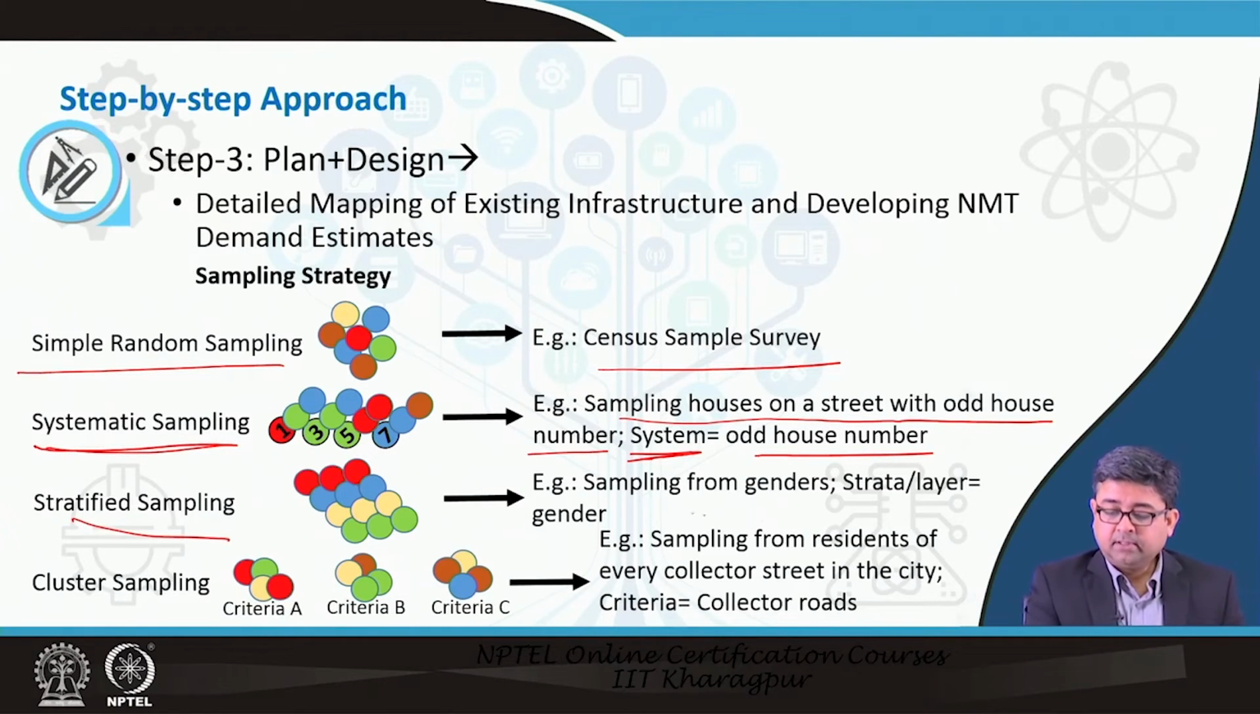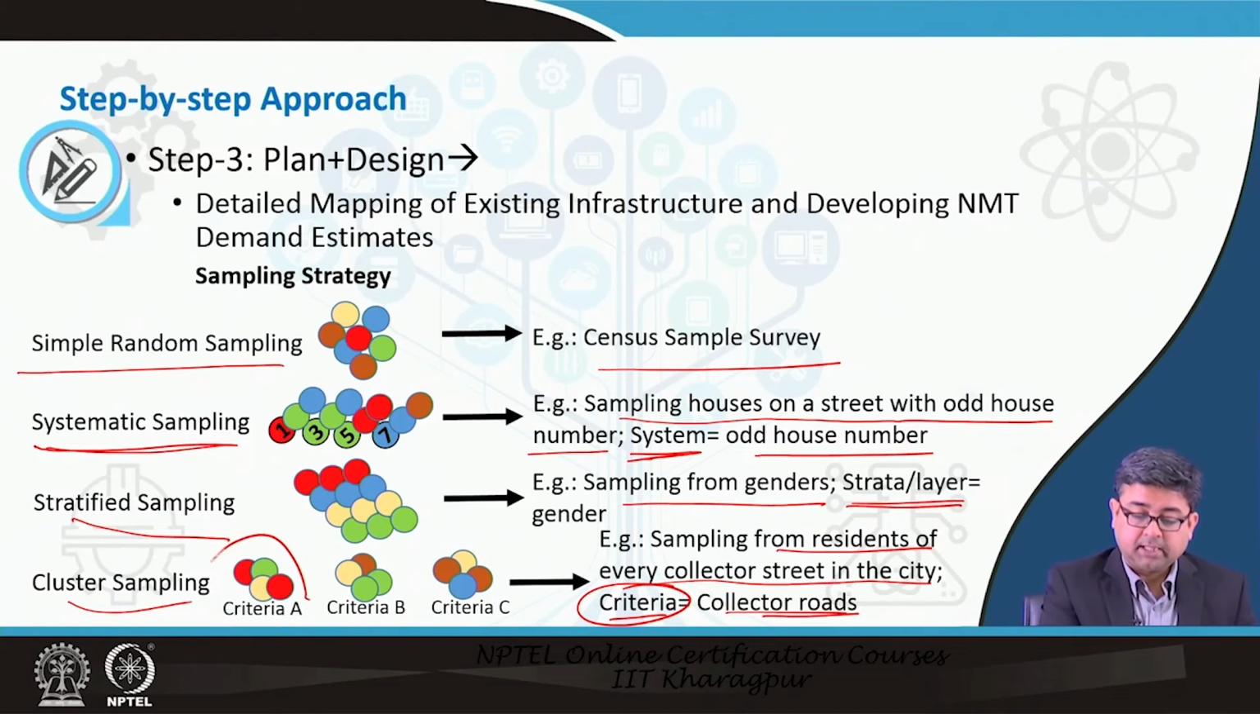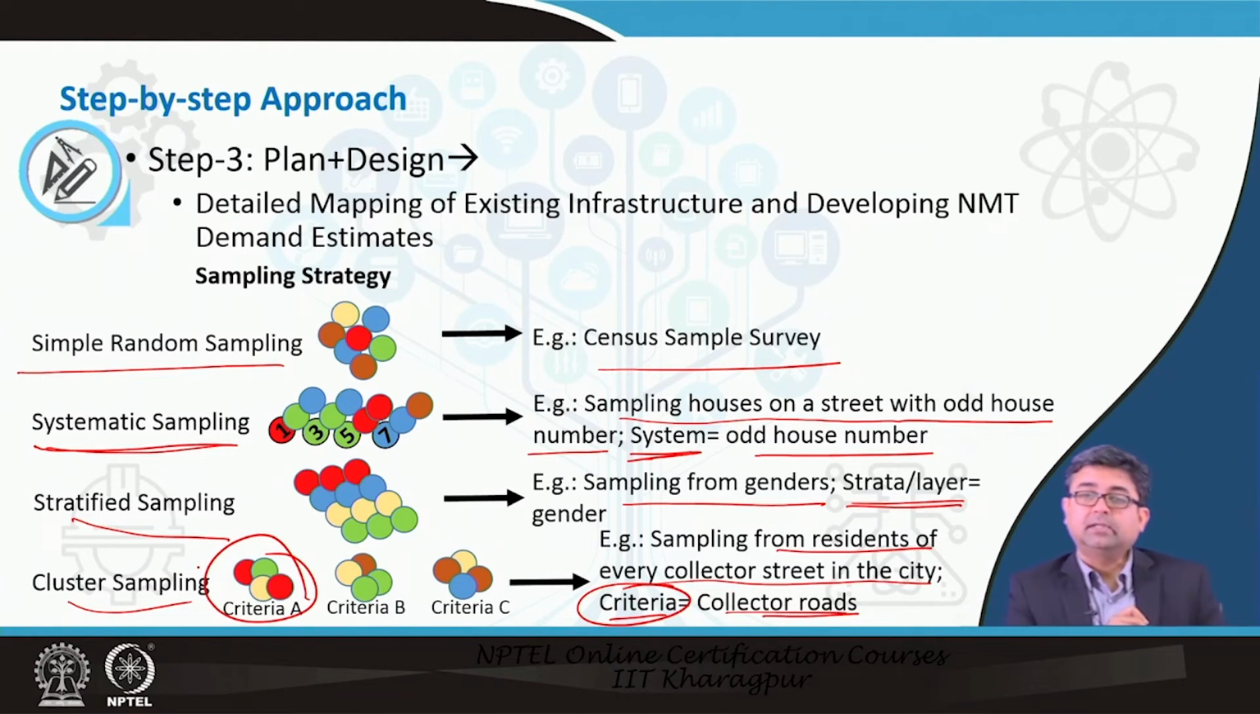Stratified sampling, again, is sampling for genders, right. If you only want to do female, that is a strata or a layer. Then cluster sampling, sampling from residents of every collector street in the city. The criteria is collector roads. If you want to cover all the residents who live along collector roads, that is a type of road, so that becomes a criteria and you use different clusters. So, that is an example of different types of sampling strategies.